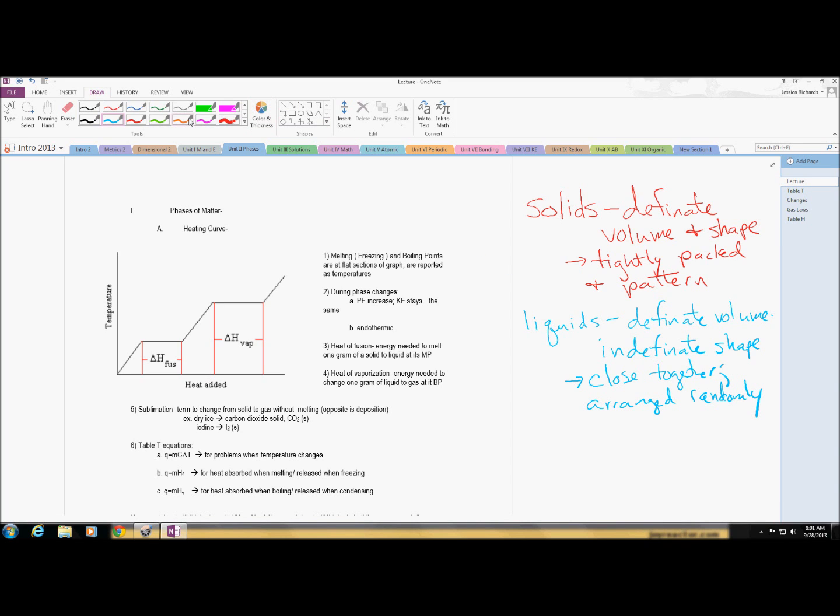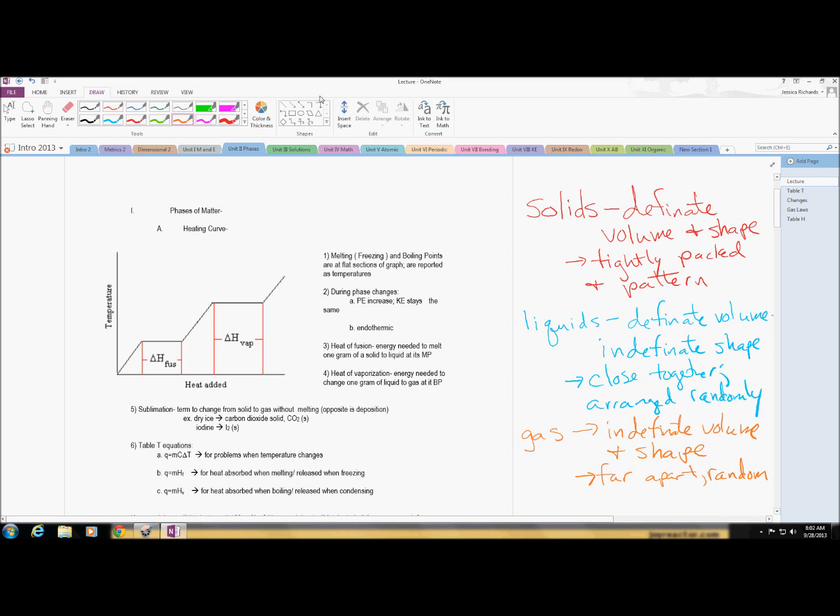And then gases, last but not least, is going to have an indefinite shape and size. So indefinite volume and shape. They're going to take whatever size and shape container you put them in. So you release a gas into a balloon, it's going to stretch the balloon out until the balloon can't stretch anymore. Take that size and shape. You release a gas in a classroom, it's going to keep spreading itself out through diffusion until it basically takes up the full size and shape of the classroom. Gas particles are farther apart and randomly arranged.